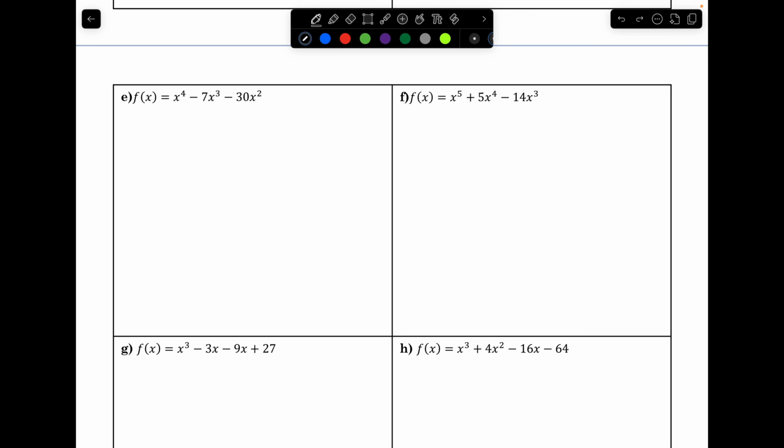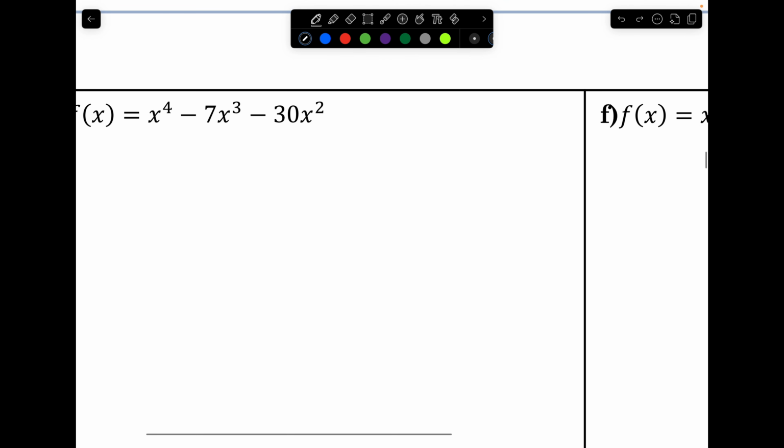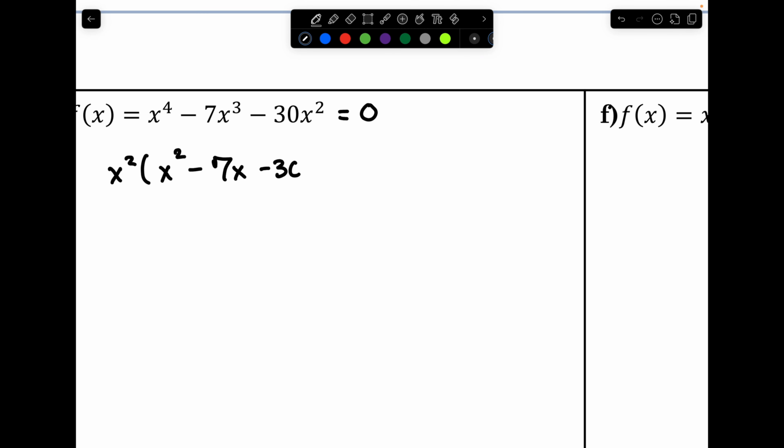Here we have again this polynomial function. We want to see when it's going to make this equal to 0. And you'll notice again that there's a common factor of x to the second power here. So if I divide an x squared out of every single term, yet again, we're going to end up having a factor that's a quadratic trinomial.